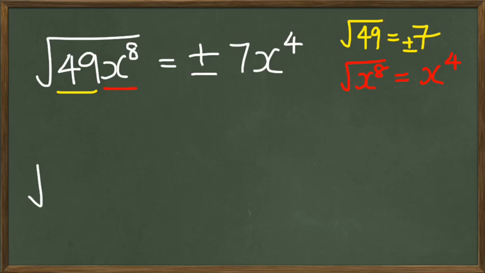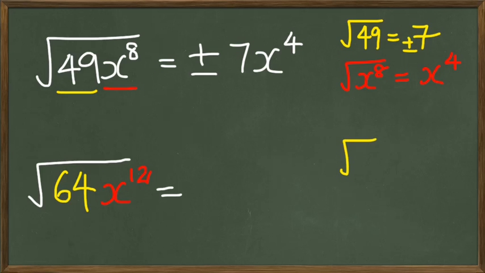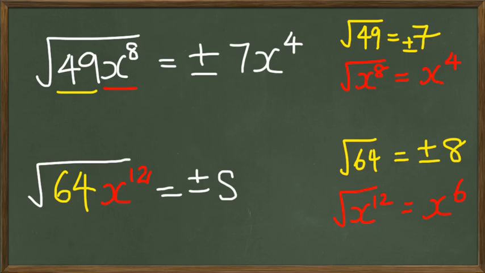Okay, another example. We're going to have the square root of 64 x to the power of 12. Now, the square root of 64, we know this happens to be plus or minus 8, and the square root of x to the power of 12, we know that this is x to the power of 6. So the answer for this particular problem is going to be plus or minus 8x to the power of 6.